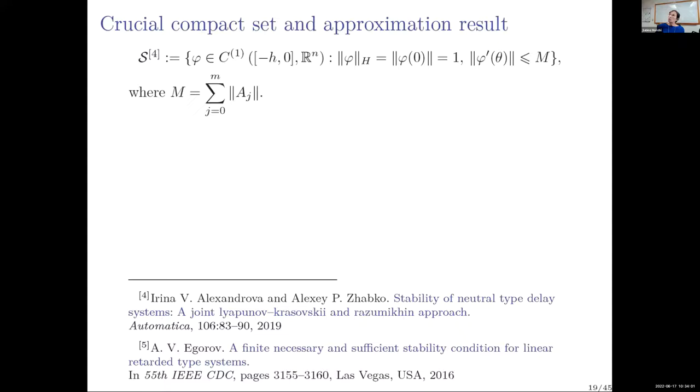To achieve this result, there were some crucial results in the work of Irina Alexandrova and Alexey Zhabko, who gave conditions on a compact set S of initial functions. They started working on stability theorems for functionals which are of norm smaller than one on the interval, and the derivative is also bounded, by the Lipschitz constant of the system.